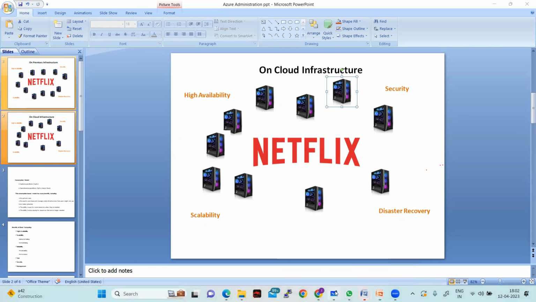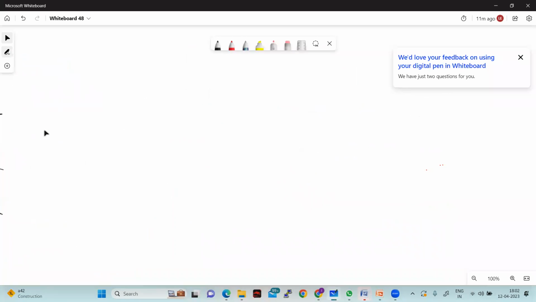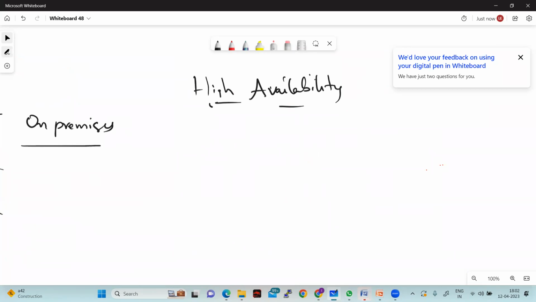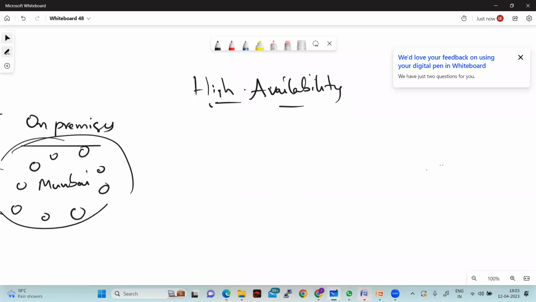For example, let me give you some example. When I talk about this high availability, if it is on-premises, as I told you, you have lots of VM servers located in Mumbai. If something goes wrong in that particular location, what is really happening? So your virtual machines are all gone. But in this case, do you have high availability?